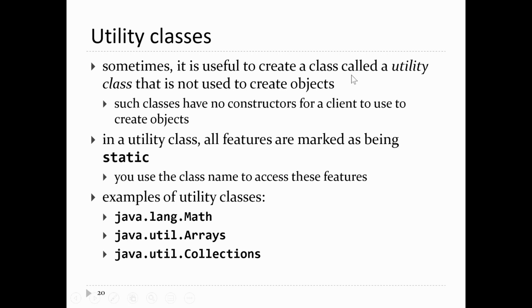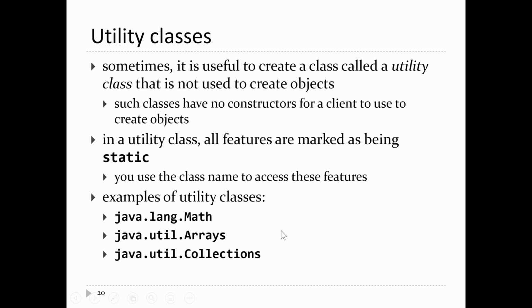So sometimes it's useful to create a class called a utility class where you're not making objects. If you're not making objects with this class, there's probably no constructor in the class, because you need a constructor to make an object. If there are no objects, then you can go ahead and make everything static. So the easiest way to determine whether a class is a utility class is to just look at the documentation. If everything's static, it's probably a utility class.